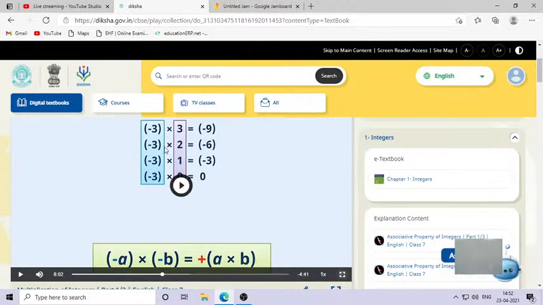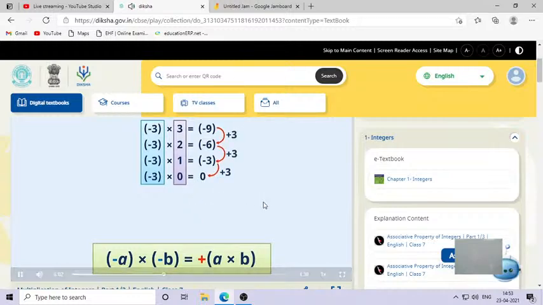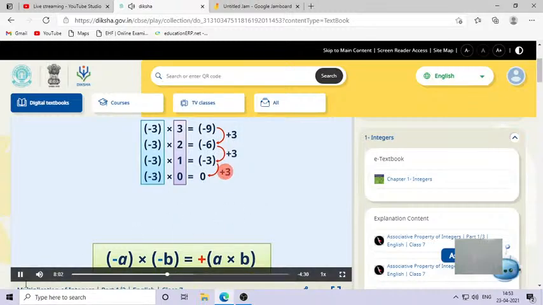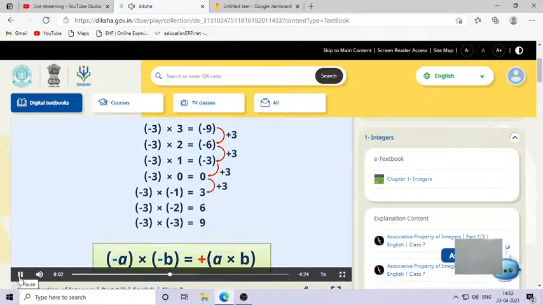Now here what is happening? Minus 3 is same and the other number due to which the result is increasing by positive 3. By adding 3 to minus 9 gives minus 6. Adding 3 to minus 6 gives minus 3 and adding 3 to minus 3 gives 0. Similarly, by adding 3 to 0 gives 3. Adding 3 to 3 gives 6 and by adding 3 to 6 gives 9.